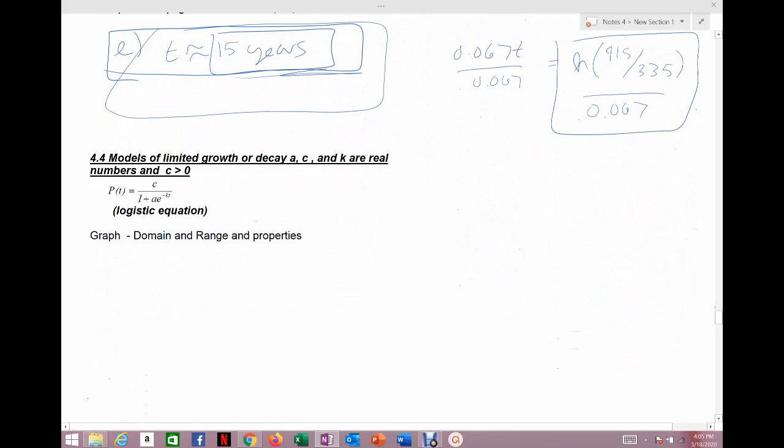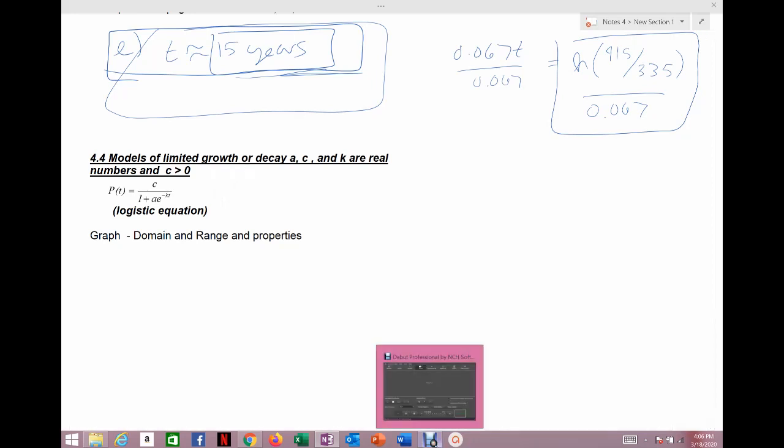So again, the previous cases were uninhibited; we could grow indefinitely. In the next set of notes we're going to look at what are called logistic models and limited growth, meaning we can't grow forever. There's going to be a limit to it. And we'll talk about that more in the next set. All right, we're going to wrap that up there.